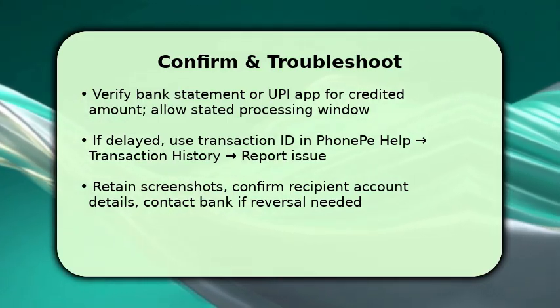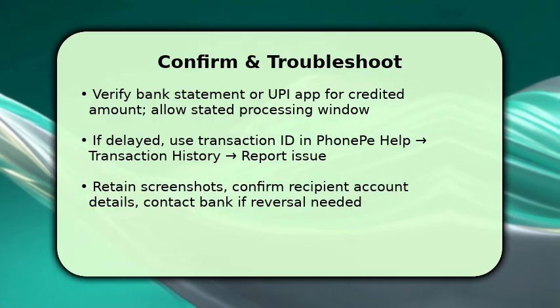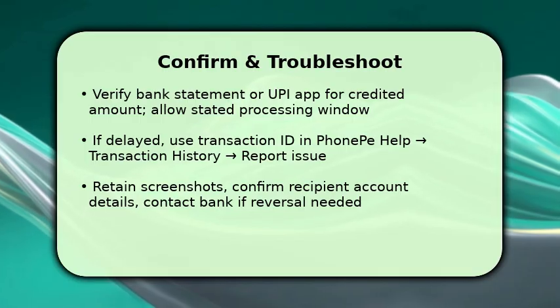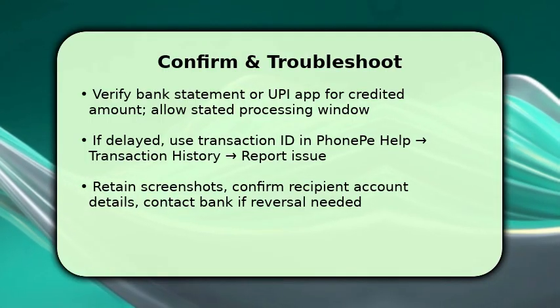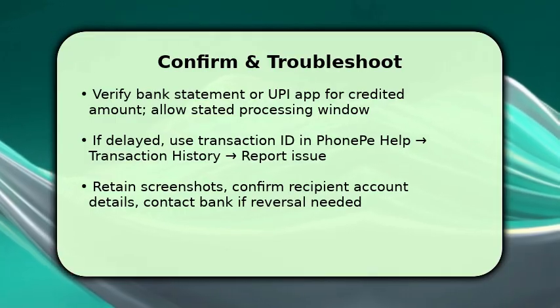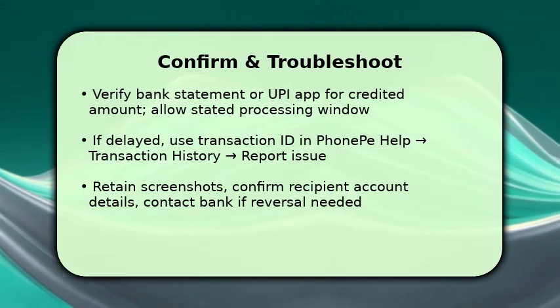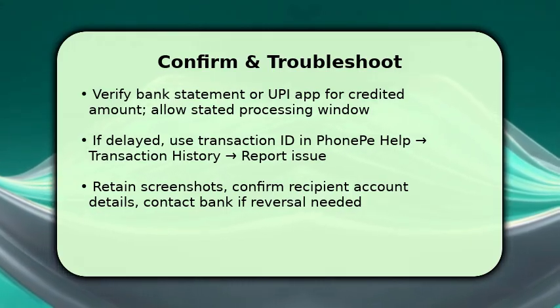If funds don't arrive, open Phonepe Help, select the transaction, provide screenshots and the ID, and report the issue. This speeds resolution. A key troubleshooting tip: always verify recipient account or UPI ID before sending. Wrong details often cause delays or reversals.